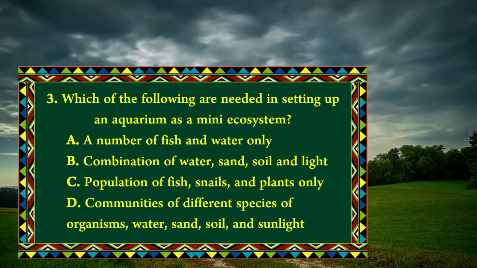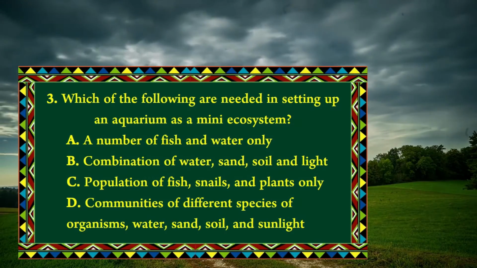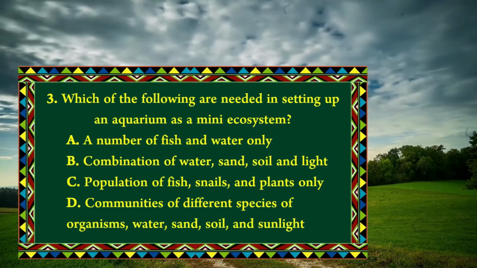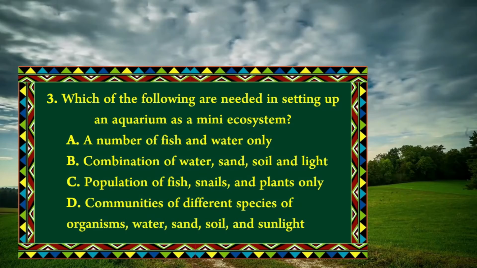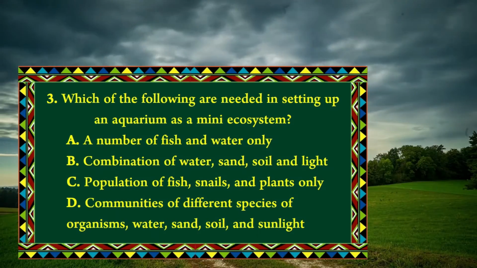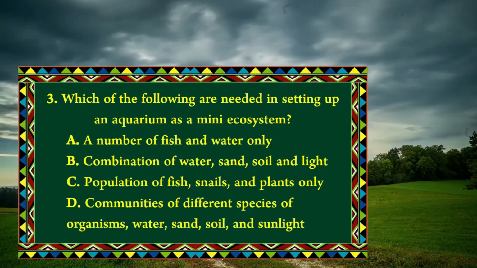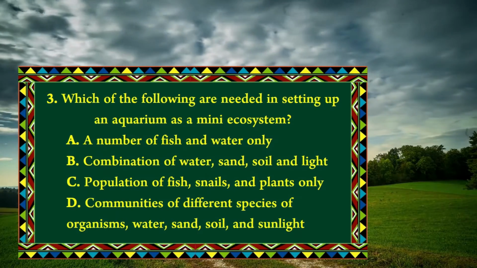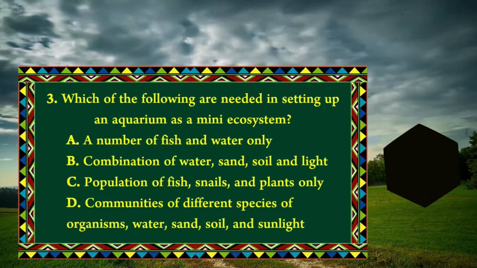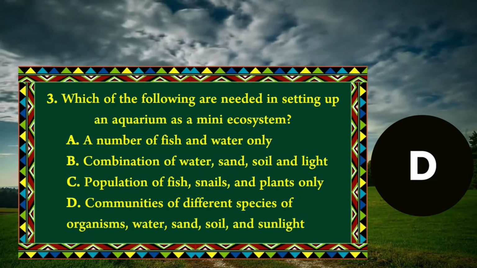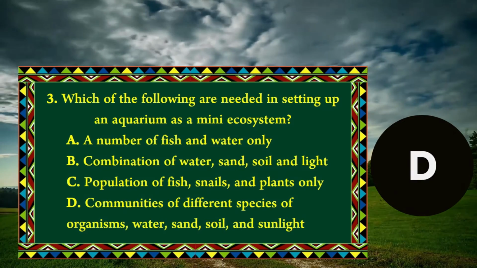Number 3. Which of the following are needed in setting up an aquarium as a mini ecosystem? Letter A. A number of fish in water only. Letter B. Combination of water, sand, soil, and light. Letter C. Population of fish, snails, and plants only. And letter D. Communities of different species of organisms, water, sand, soil, and sunlight. What is your answer? Wonderful! The answer is letter D. Communities of different species of organisms, water, sand, soil, and sunlight.